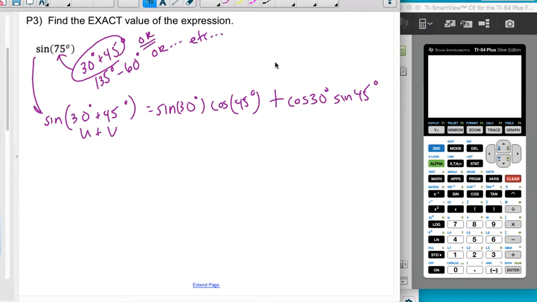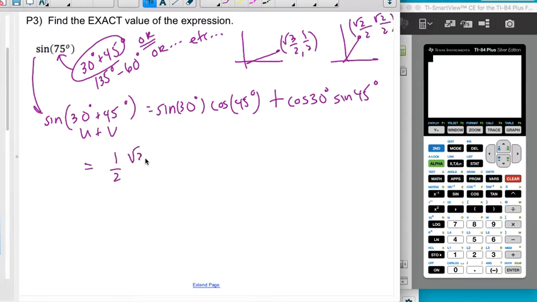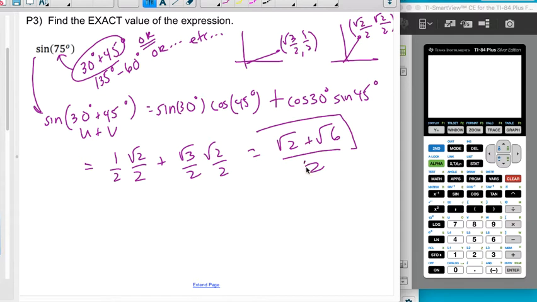Again, useful to know that 30 degrees is here. So that's root 3 over 2 comma 1/2. And 45 degrees is root 2 over 2 and root 2 over 2. So I'm going to get that this is 1/2 times root 2 over 2 plus root 3 over 2 times root 2 over 2. So I get root 2 plus root 6 all over 2. Or over 4, my bad. 4, because 2 times 2 is 4. All right, there we go.